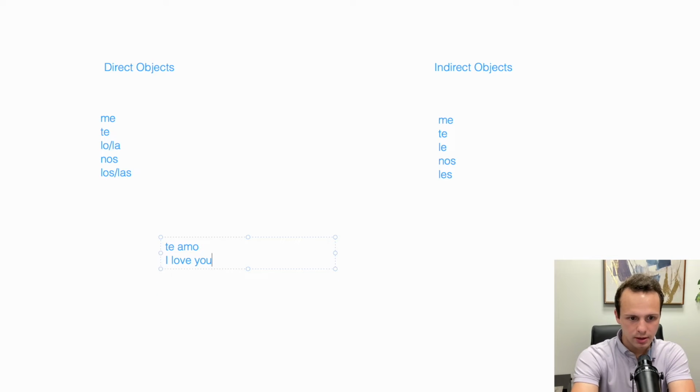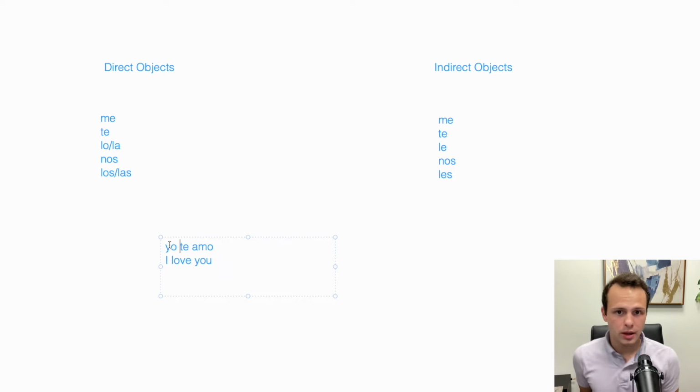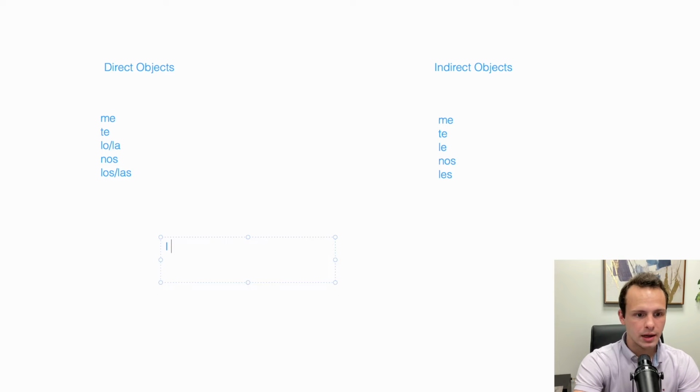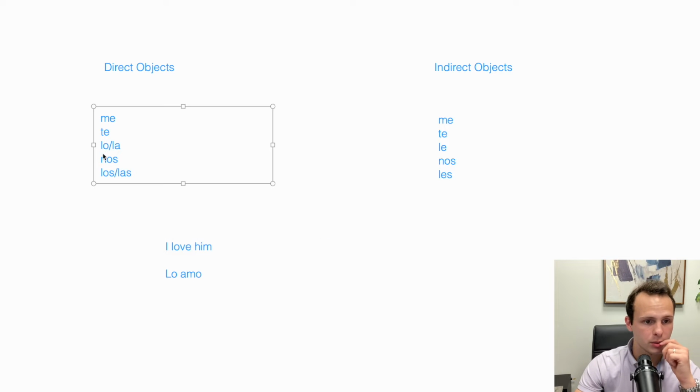So technically you're saying yo te amo, right? The reason you never see yo te amo a lot and you just see te amo is because we don't have to say the subject of whoever's doing the action of a verb in Spanish. So we just say te amo. Now, if you were to say I love him in Spanish, this would be lo amo, and you can tell that we're using one of these direct objects up here.